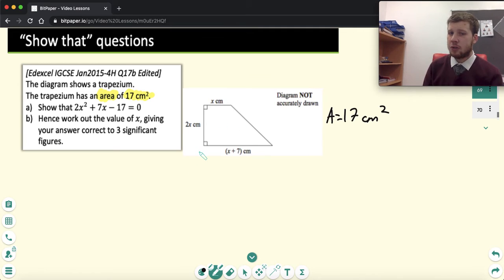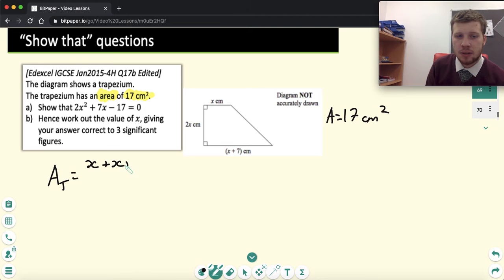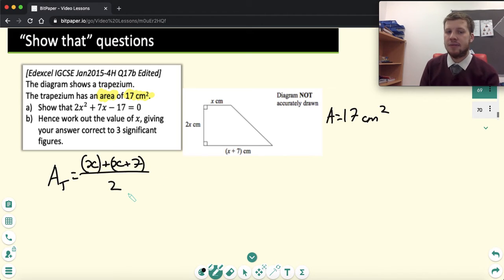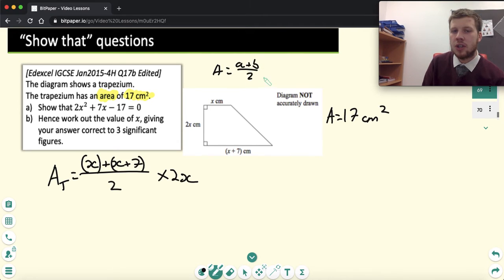But looking at this trapezium, I've got some lengths, so I could work out the area myself. The area of a trapezium is base, the two base lengths, so x add x plus 7. So we add them together. They're my parallel sides, and we have to halve it because I want the average length. And then I multiply by the height. If you're not sure of the formula, it's a plus b over 2 multiplied by h, where a and b are parallel sides, which are given here.